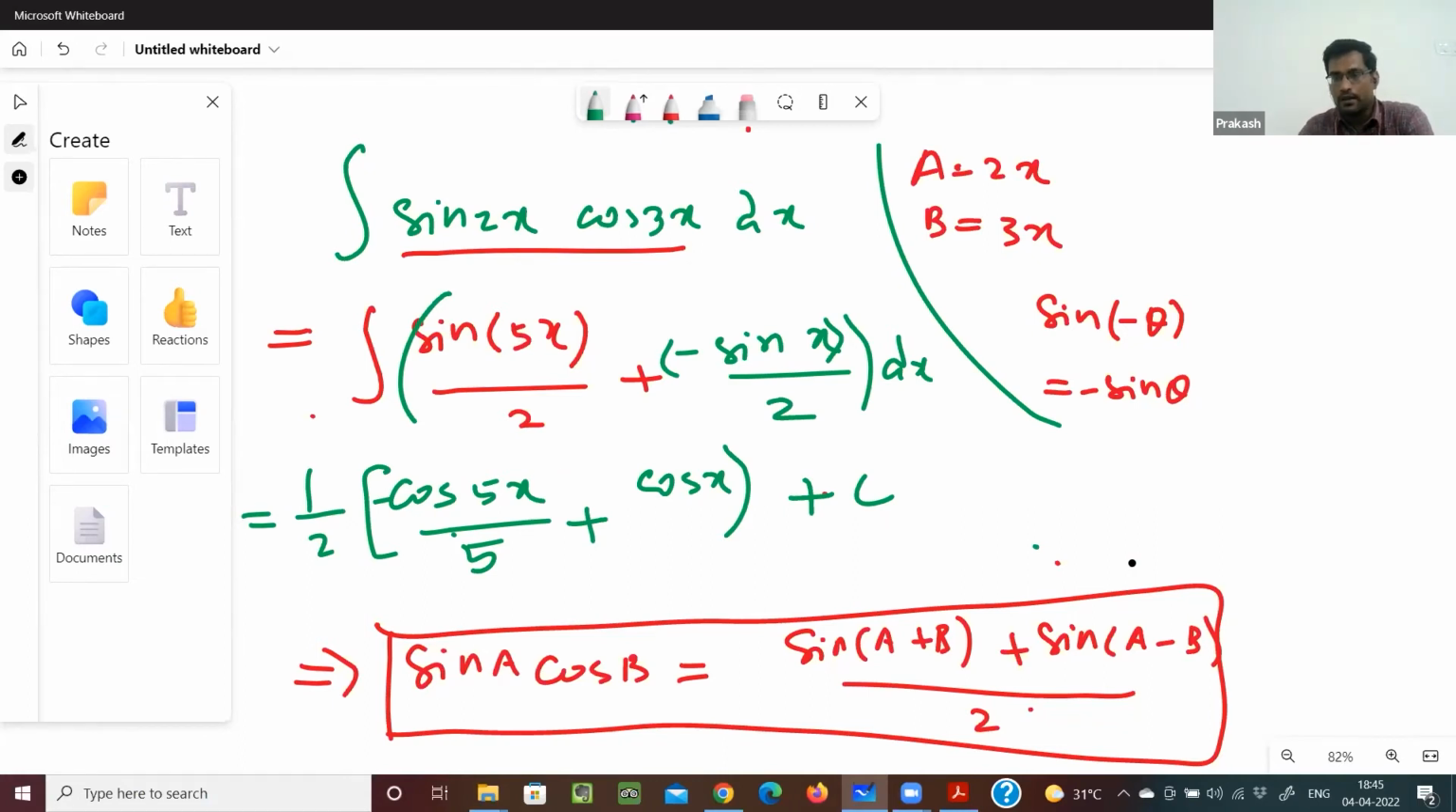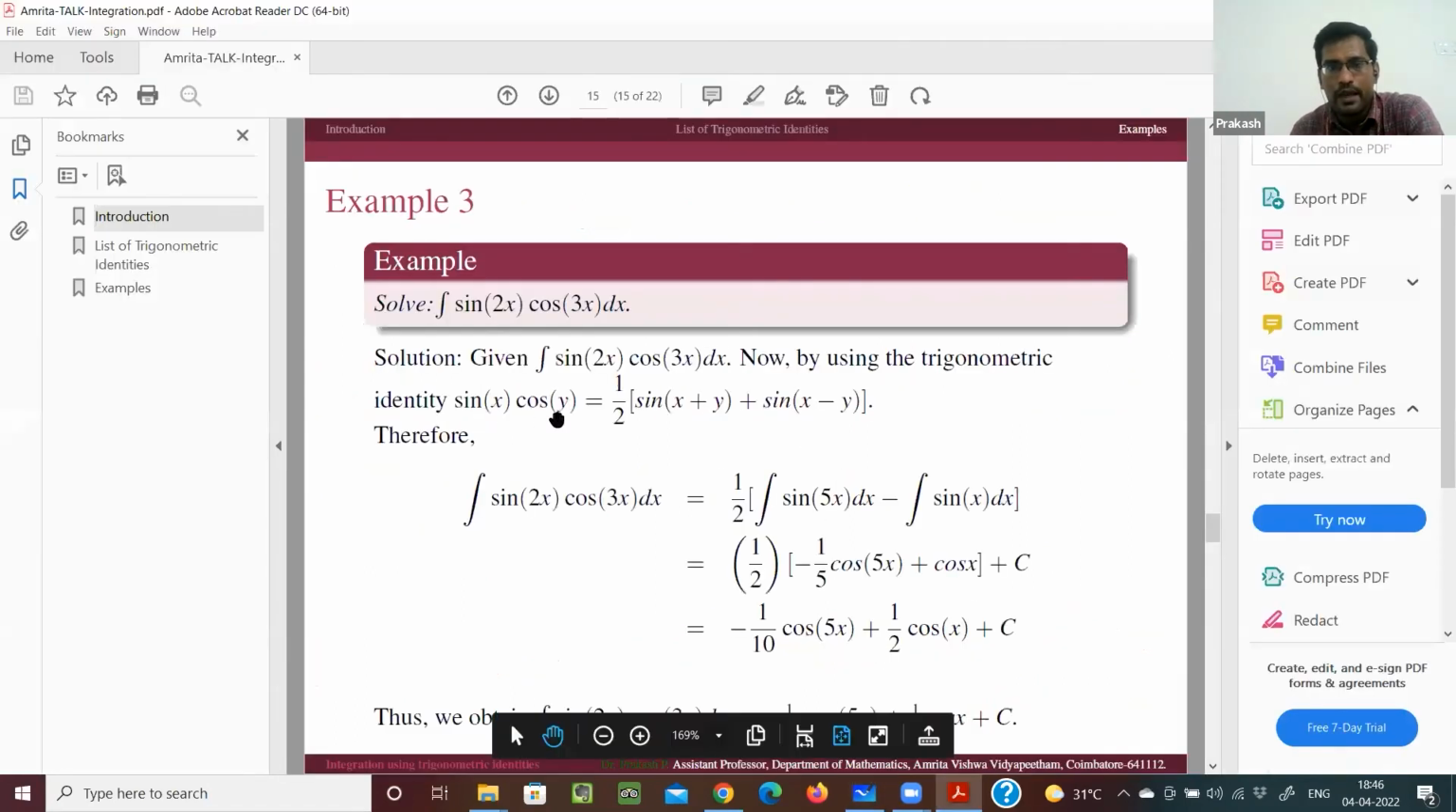Because of this identity. So whenever you know the trigonometry identities, the evaluation of the integral is easy if the integrand involves trigonometry terms. So we need to know some important trigonometry identities. We need to use the correct trigonometry identity here. Then within 2 or 3 steps, you will get the answer. Already I have mentioned it: sine x into cos y equals 1 by 2 of the sum formula. How we got this identity, I explained via whiteboard.